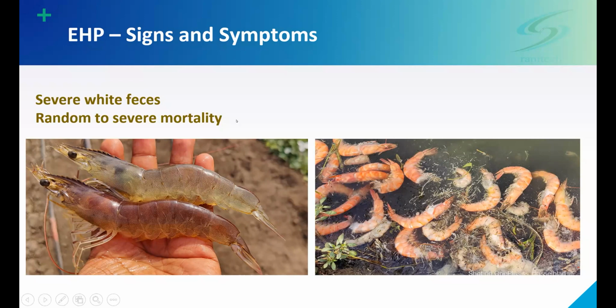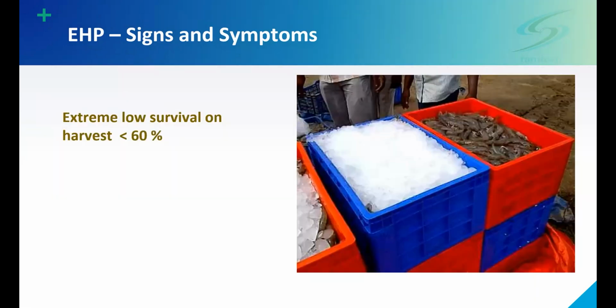Most of the documents suggest that there is no mortality for EHP, but if not attended to properly, we may see mortality. We may not see mortality, but we will lose survival ultimately. Once you harvest, or once you prolong your culture for a longer time, you may lose survival by more than 60%. In a few cases it happened, where we lost heavy survival also.